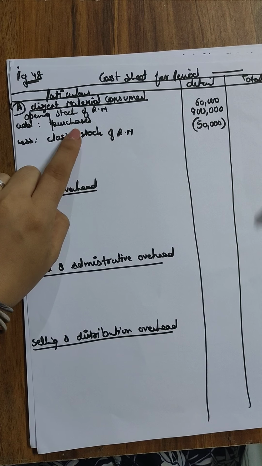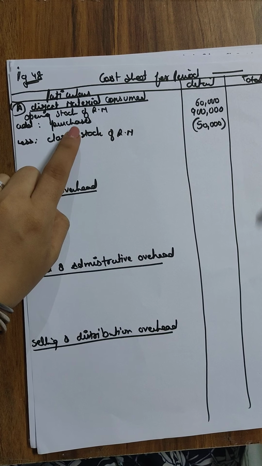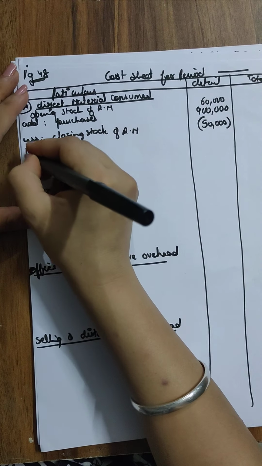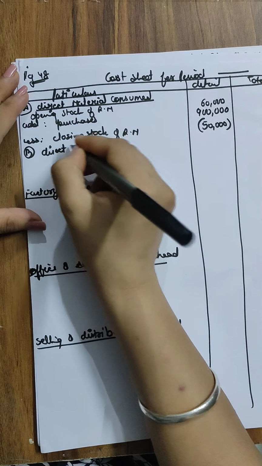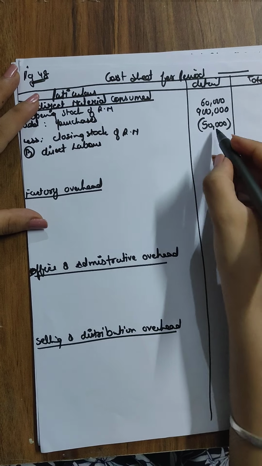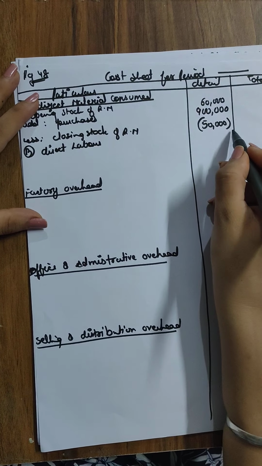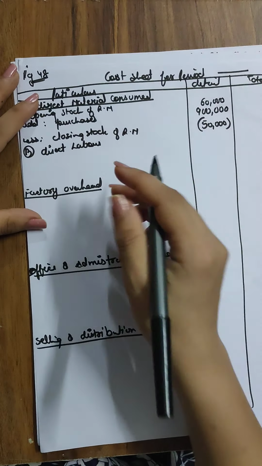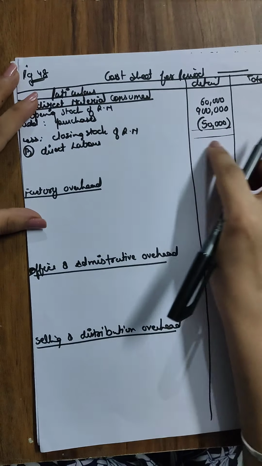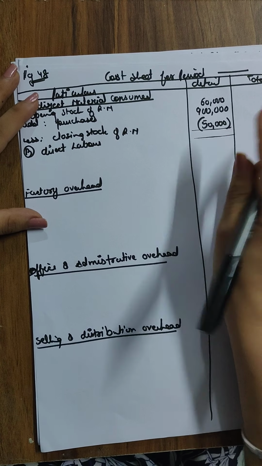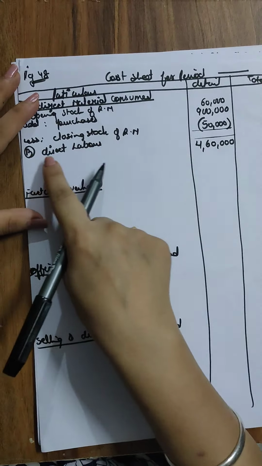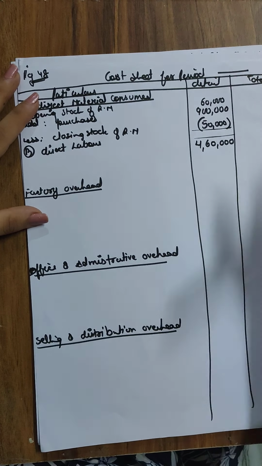Next thing after purchases is the wages paid. Wages paid is basically related to direct labor. So this is part B, which comes as direct labor or direct wages. If you want, you can leave a space over here to write down the total. Here I'm leaving a little space so that I can compute the total, and then I'm going to write the direct labor over here, that is 4,60,000. That is the direct labor given to me.